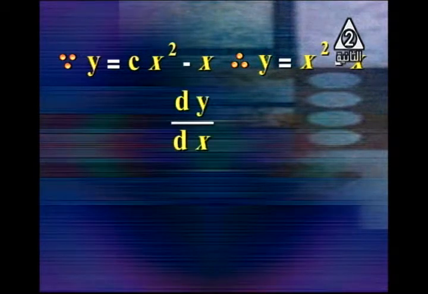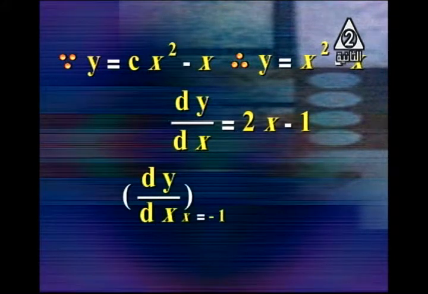We have the curve y equals cx squared minus x. Using c equals 1, y equals x squared minus x, and dy over dx equals 2x minus 1. After that, we find dy over dx at x equals minus 1. The answer is minus 3: 2 times minus 1, minus 2, minus 1 equals minus 3. This is the slope of the tangent, dy over dx. Then 3a plus b equals minus 3.